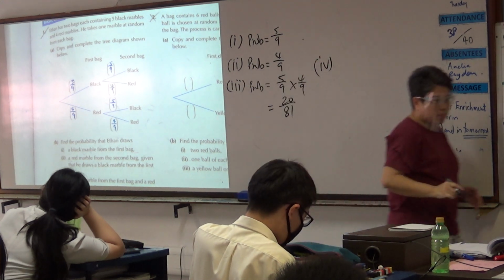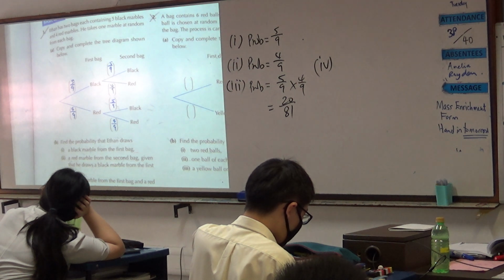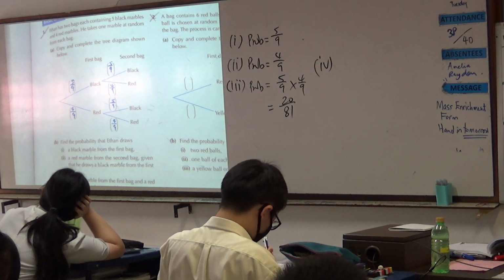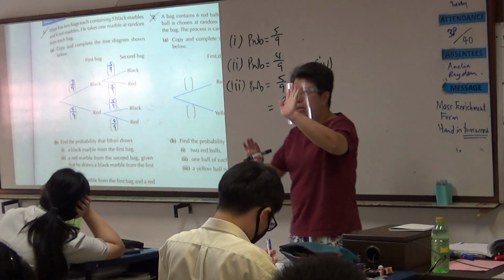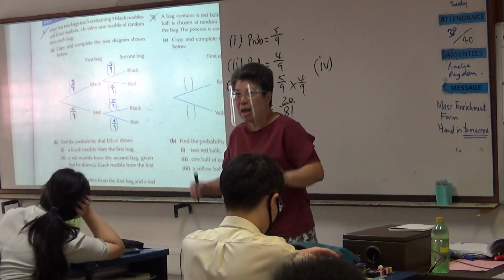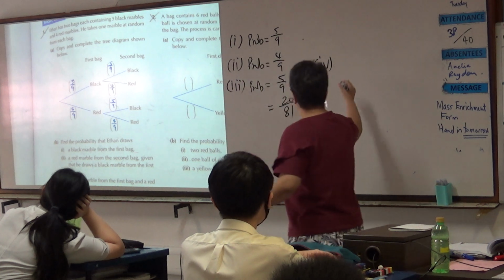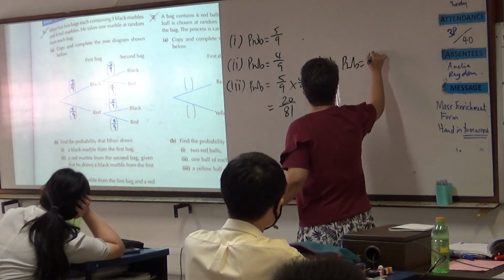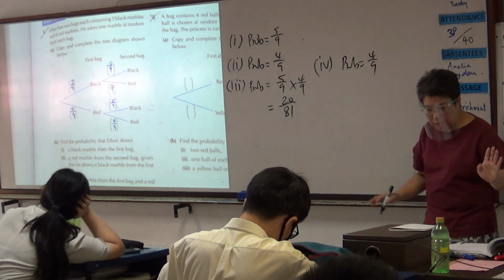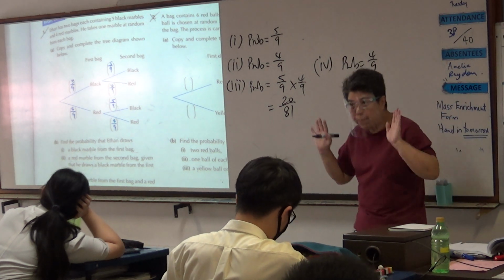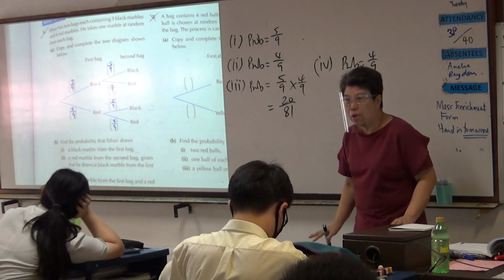Part 4. What did they ask? They want a red marble from the second bag. Now this one also no need for the first one. I want a red marble from the second bag. So the probability is what? Just 4 over 9. Okay, I want to show you that even if you do the other one, it will also be the same answer. You understand what I'm talking about?